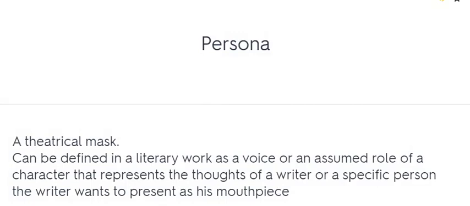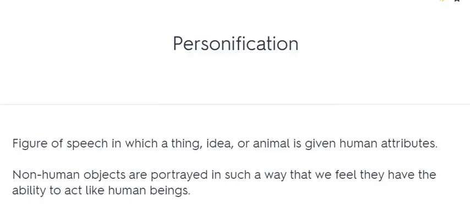Persona. A theatrical mask can be defined in a literary work as a voice or an assumed role of a character that represents the thoughts of a writer or a specific person the writer wants to present as his mouthpiece. Personification. Figure of speech in which a thing, idea, or animal is given human attributes. Non-human objects are portrayed in such a way that we feel they have the ability to act like human beings.